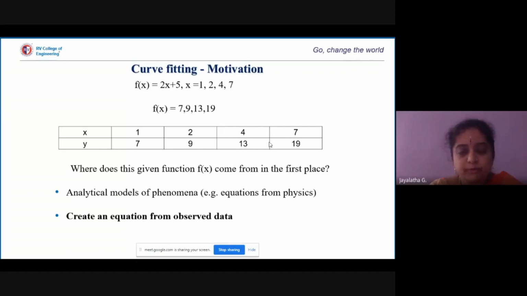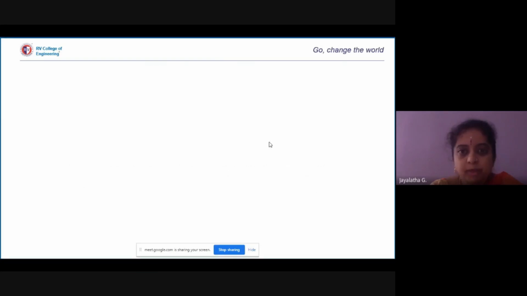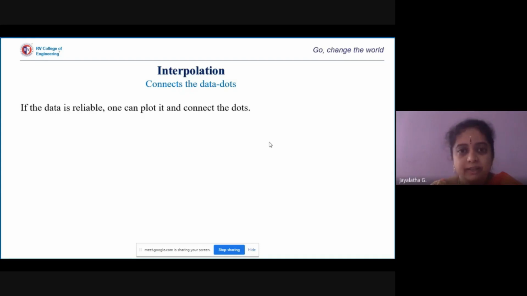Suppose we don't know f of x. So in all those cases, you will be approximating it to a polynomial function. So it cannot predict the value of y for a value of x which is very much away from your interval. If the data is reliable, you can plot it by connecting the dots. That's the direct way of doing it, the graphical method.